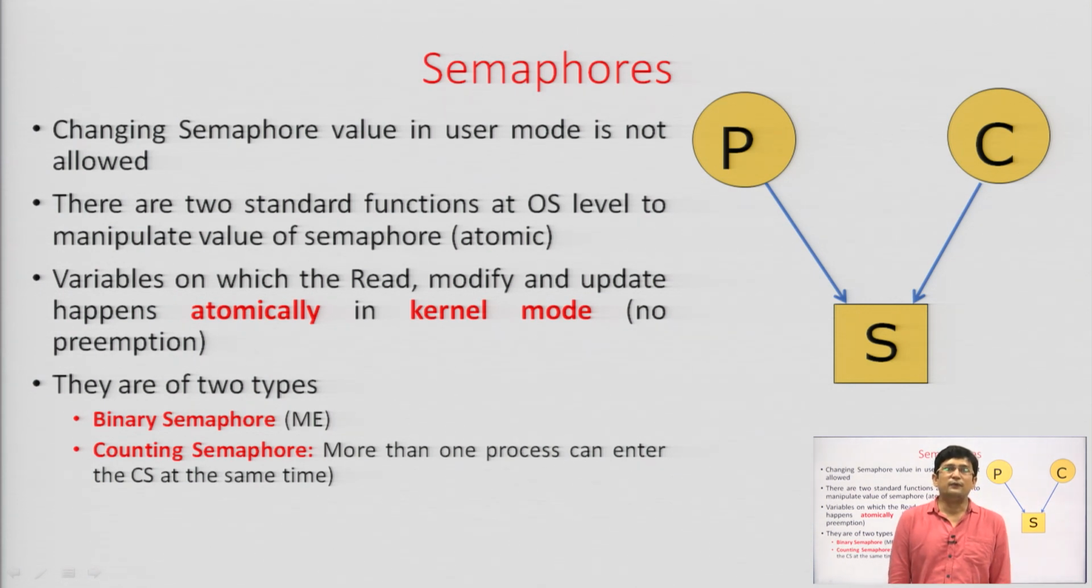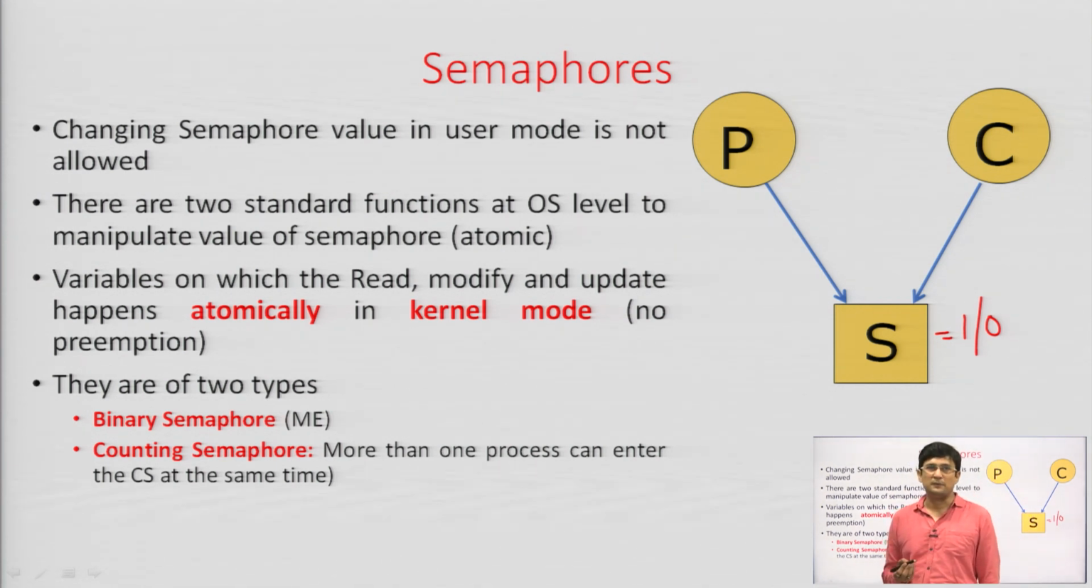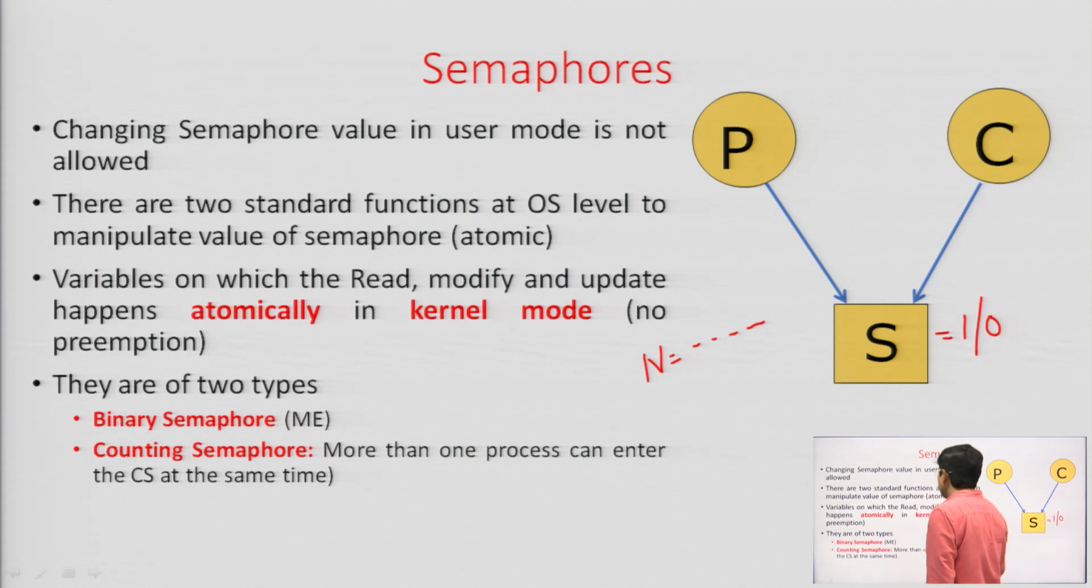Now, these semaphore values can be of two types. One is the binary semaphore and another one is the counting semaphore. If the value of the semaphore is 1 or 0 only, it can either be 1 or 0, then we will say that we are dealing with the binary semaphore. If the value of the semaphore varies from some n and it can go to any number, then we will say that this is a counting semaphore.